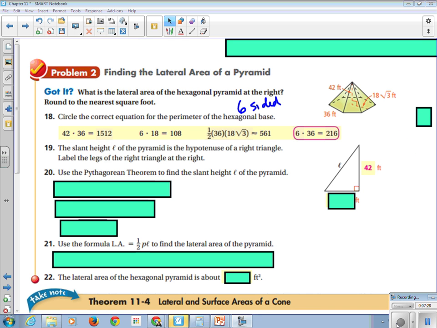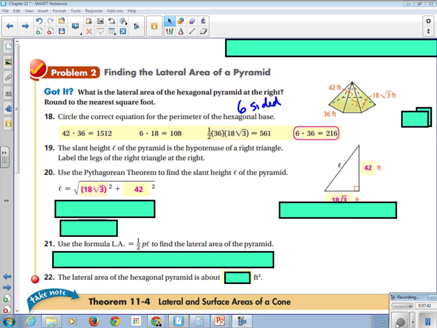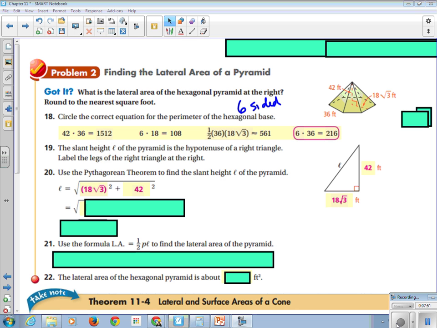42 is the altitude, that's how tall it is, and 18 root 3 is our base. So we're going to use the Pythagorean Theorem. 42 squared plus 18 root 3 squared, square root equals our lateral distance. So we resolve this out. 18 times the square root of 3, all squared is 972.